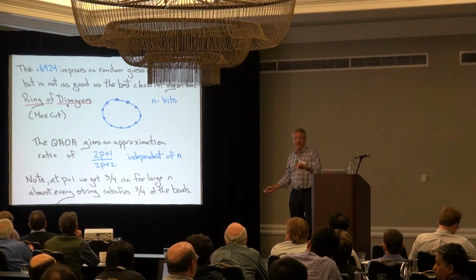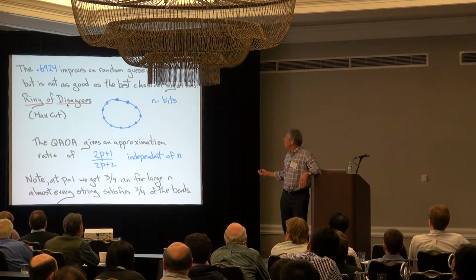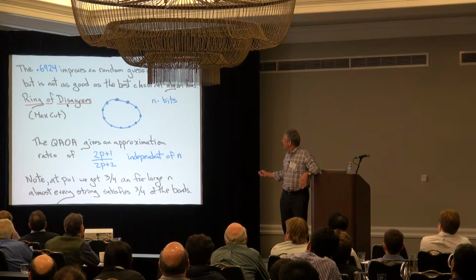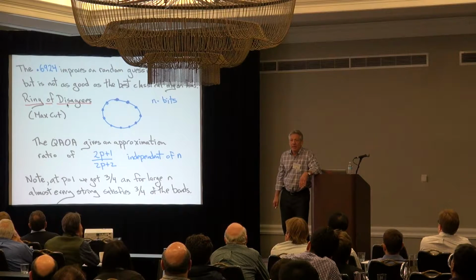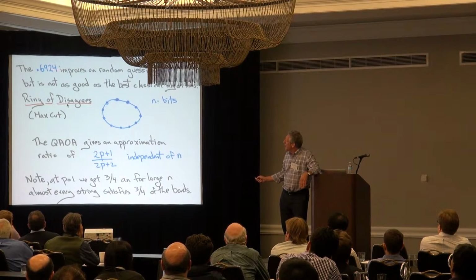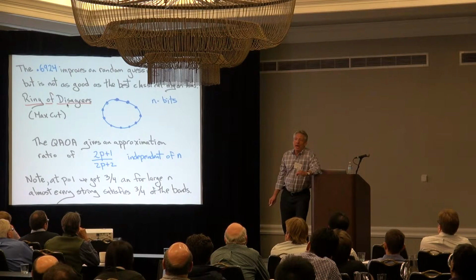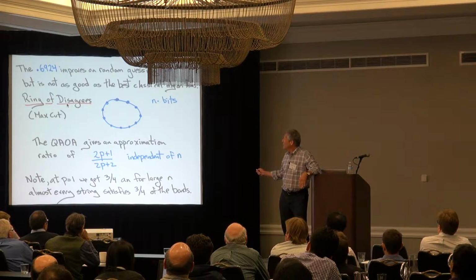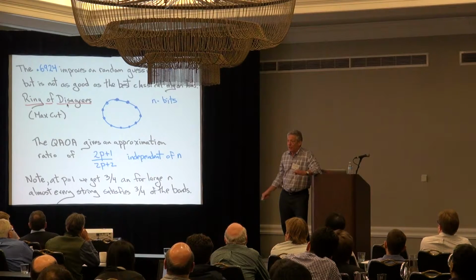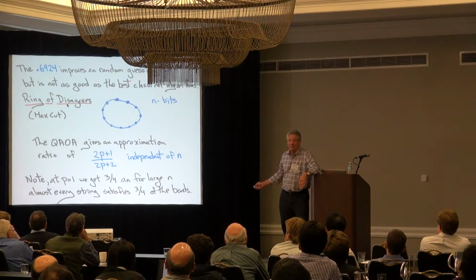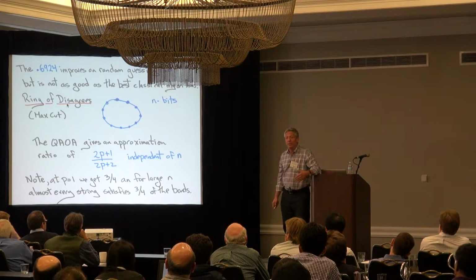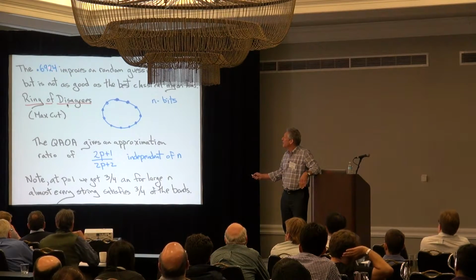Another thing I want to say about the 0.6924 is that it improves on random guessing, which gives 0.5. Now, it's not as good as the best classical algorithm for this problem, but for max cut, up until Goemans-Williamson, random guessing was the best that could be done. So the achievement of the Goemans-Williamson algorithm was that it improved on random guessing for max cut, and it was a provable improvement. So this is not as good as Goemans-Williamson.